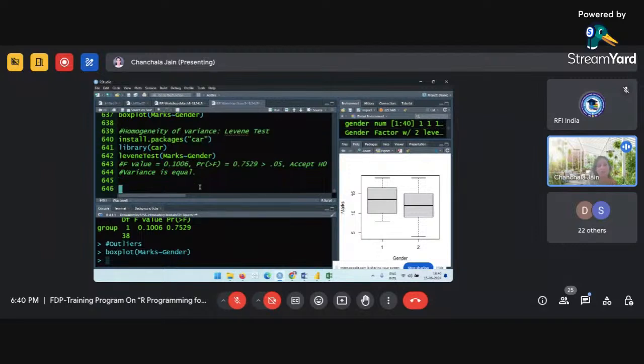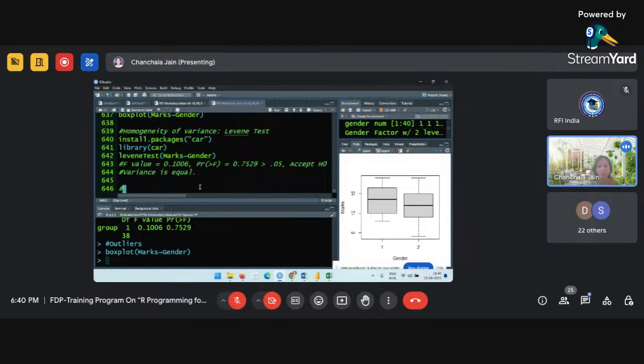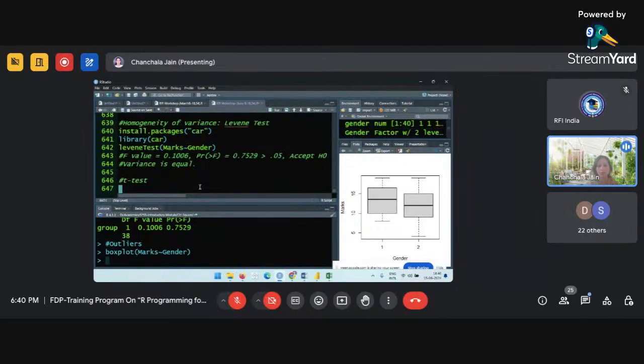Now we will proceed further to perform t-test. So I think I am explaining you. If people are not interested, to stop. So that is why I am just doing or performing the test, right?